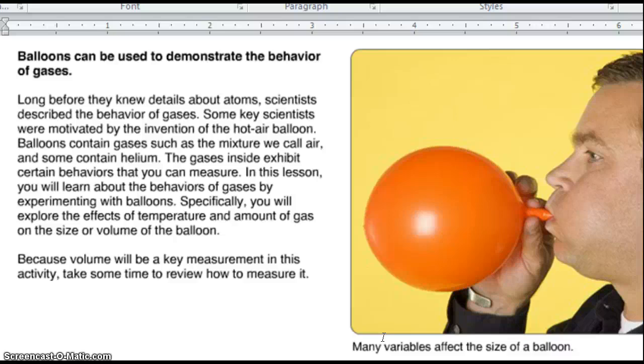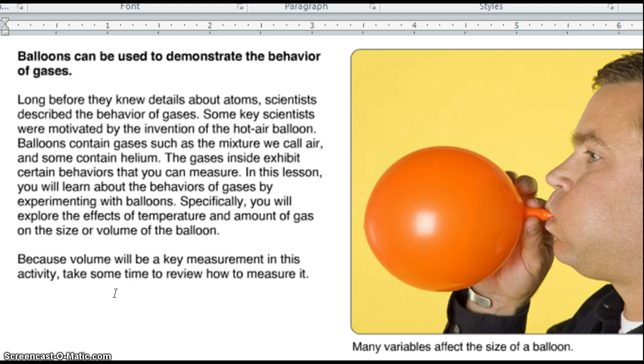In this lesson, you will learn about the behaviors of gases by experimenting with balloons. Specifically, you will explore the effects of temperature and the amount of gas on the size or volume of the balloon. So we're going to change the temperature, and we're going to change how much gas we have, and we're going to see how much that impacts the amount of space the balloon takes up.